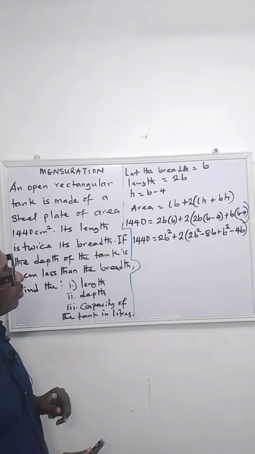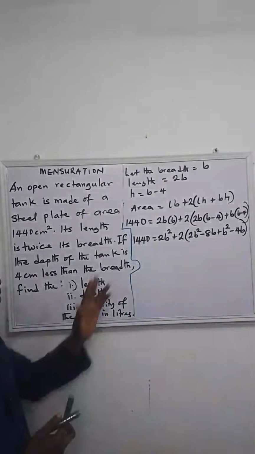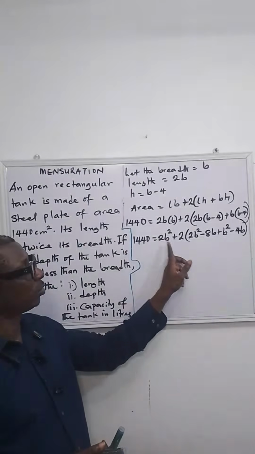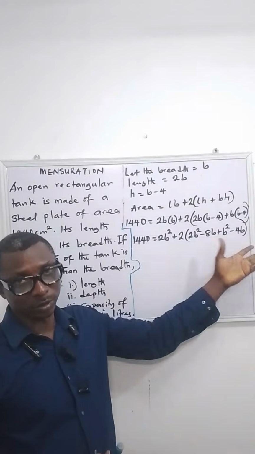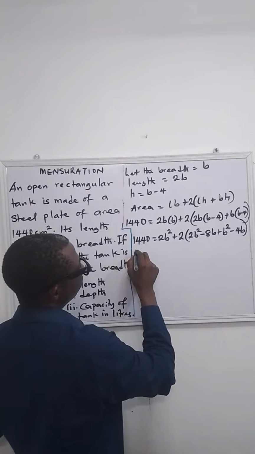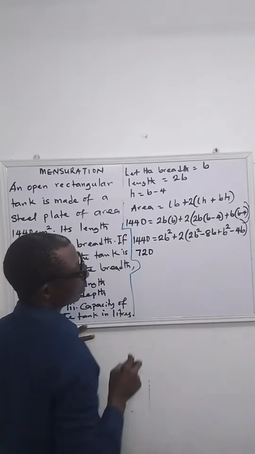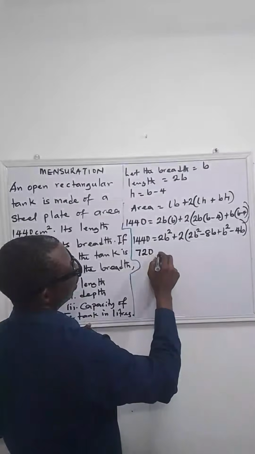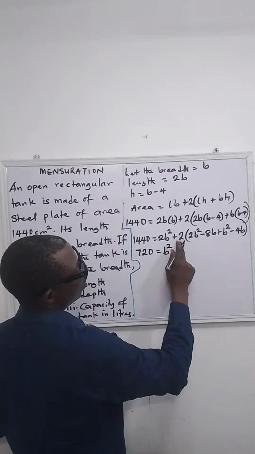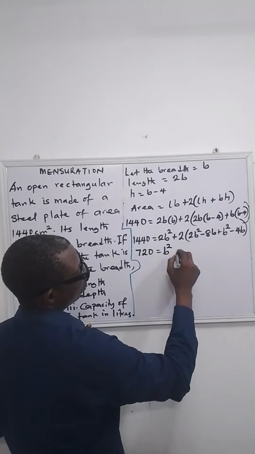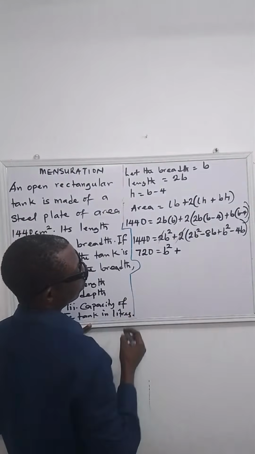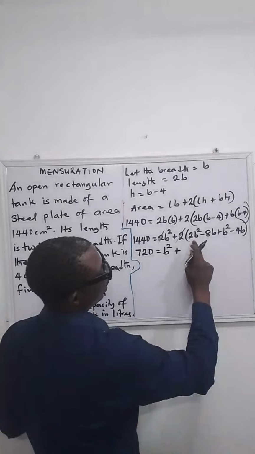Okay, so now what I want to do is divide through by 2. So I divide this by 2, this by 2, and this by 2, just to simplify. Once I divide this by 2, I have 720. Here, I divide this by 2, I have b squared. Divide this by 2, so it clears that away. So that will be plus. Now 2 has gone. All right, so we are left with this.